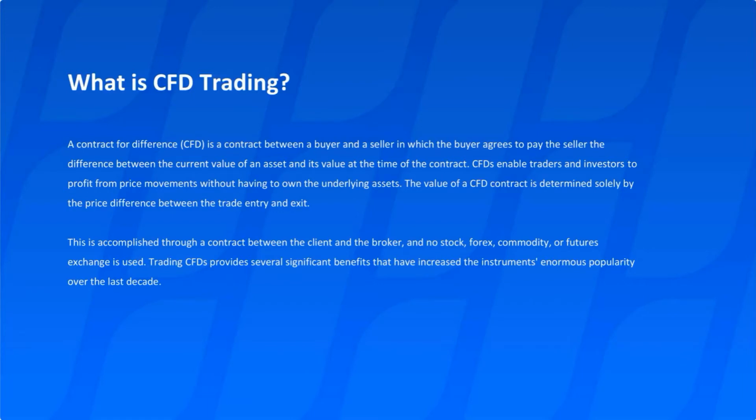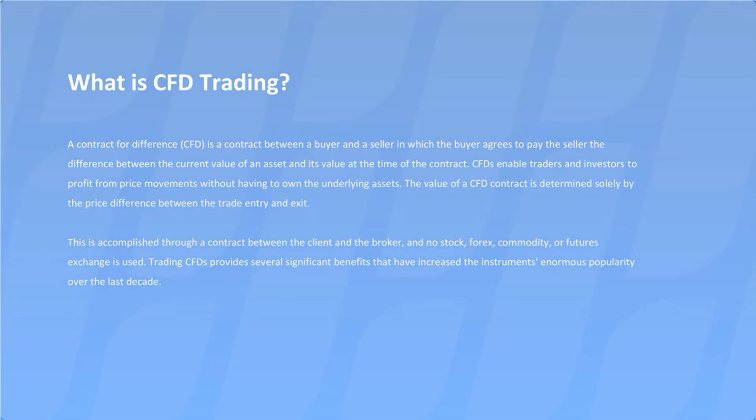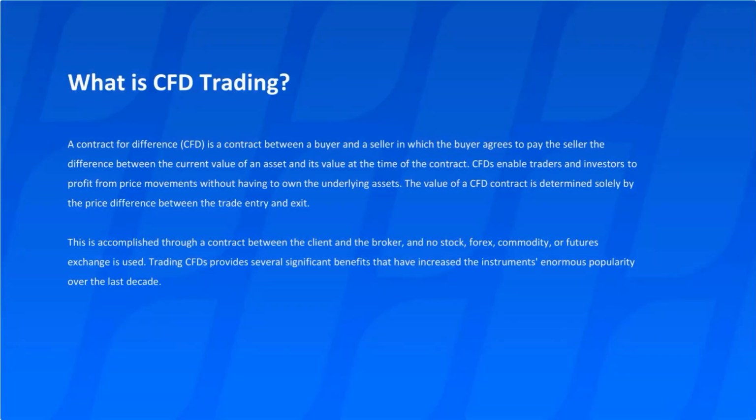So a contract for difference is basically a contract between a buyer and a seller in which a buyer agrees to pay the seller the difference between the current value of an asset and its value at the time of the contract.